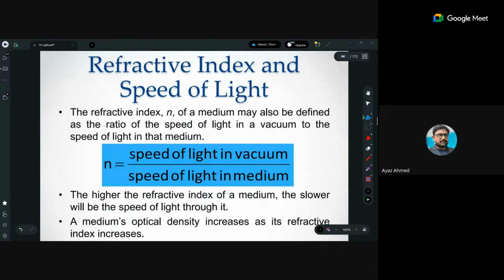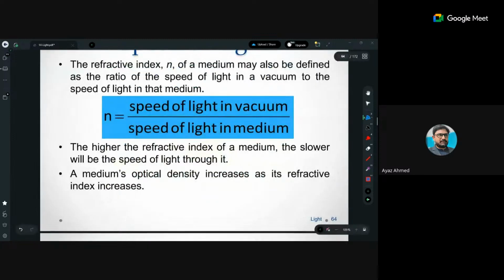Then this is the formula for the refractive index. Refractive index in terms of speed: speed of light in vacuum divided by speed of light in the medium. So a medium with more refractive index makes the light slower. That means if diamond has more refractive index, it slows down the light more, that is, light will move more slowly in the diamond.